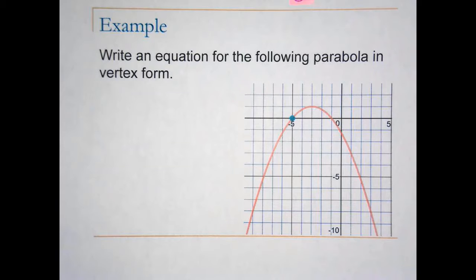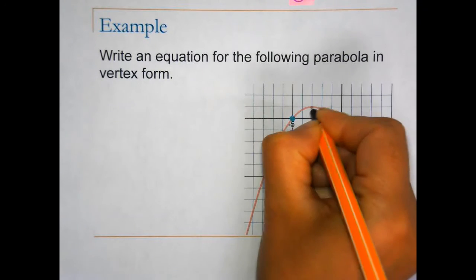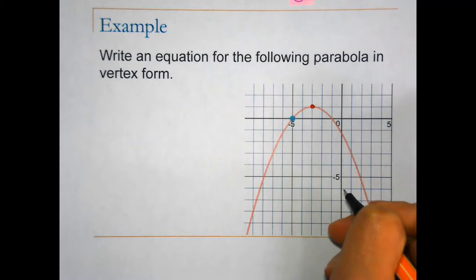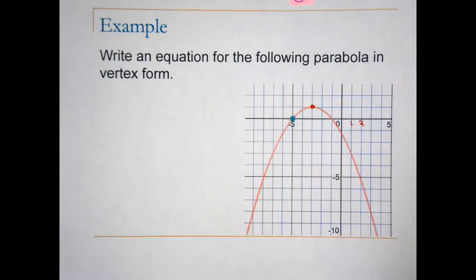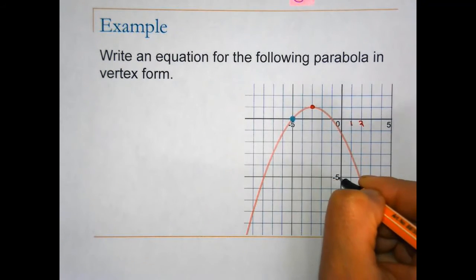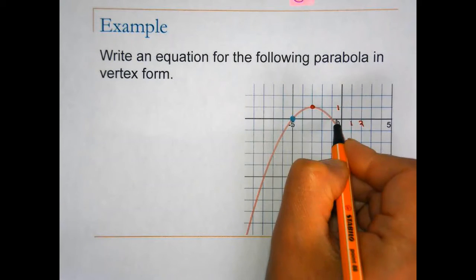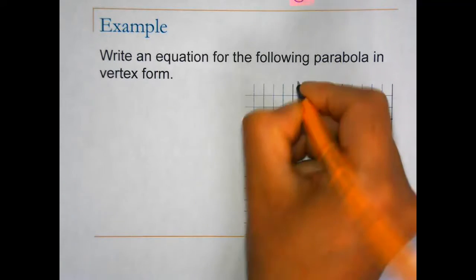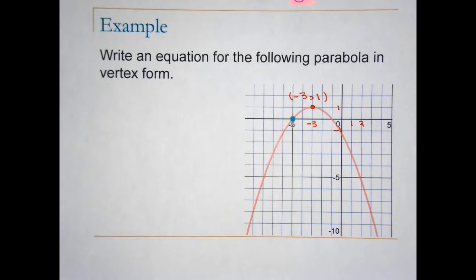We start by recognizing where our vertex is. So this is our vertex. Make sure you pay attention to the scale. So here this is 5, so that means here the scale goes up by 1, and here the same thing. So this is negative 3. So that means our vertex is at negative 3, 1.